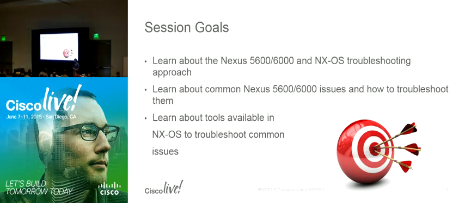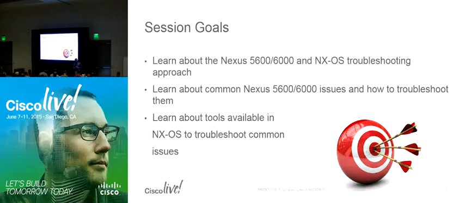This is the kind of an agenda I have for today. This is primarily a troubleshooting session. I'm not going to be covering architecture. There are multiple architecture sessions at CiscoLive. I'll be covering some of the common issues which you can see in real networks with the Nexus 5600 and 6000s, and hopefully you should be able to troubleshoot or at least get a head start if you ever have to open a TAC case.